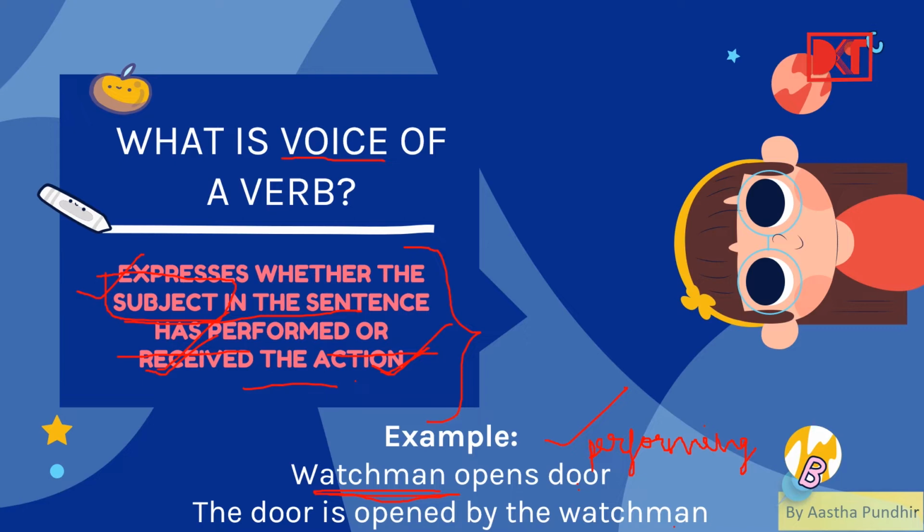क्या action? Door को open कर रहा है कौन? Watchman. Next sentence you see, the door is opened by the watchman. Now here, यहाँ पे जो subject था हमारा watchman, यहाँ पे क्या हो रहा है? Watchman जो है वो action receive कर रहा है, which means the door is being opened by the watchman. So यहाँ पे जो हमारा watchman है ना वो बन गया receiver. पहले था performing, now he is receiving.